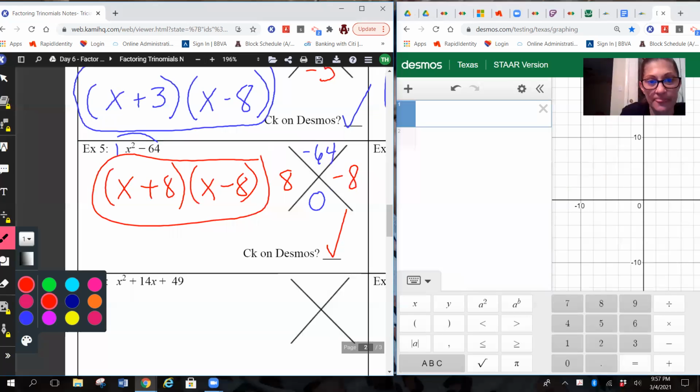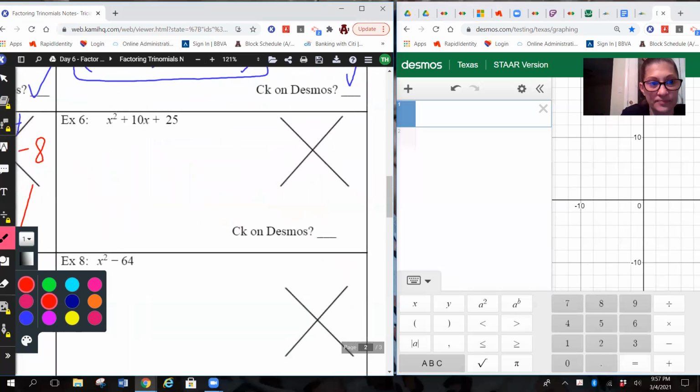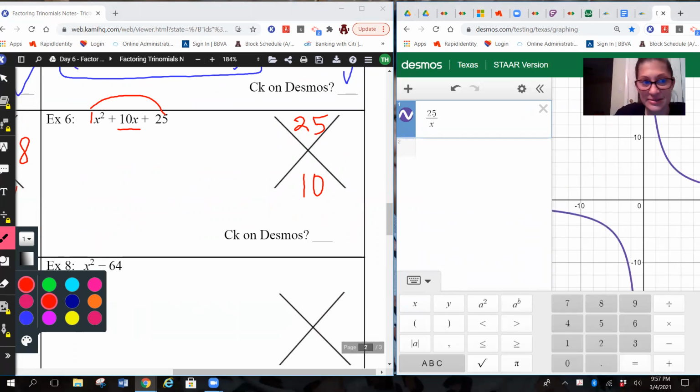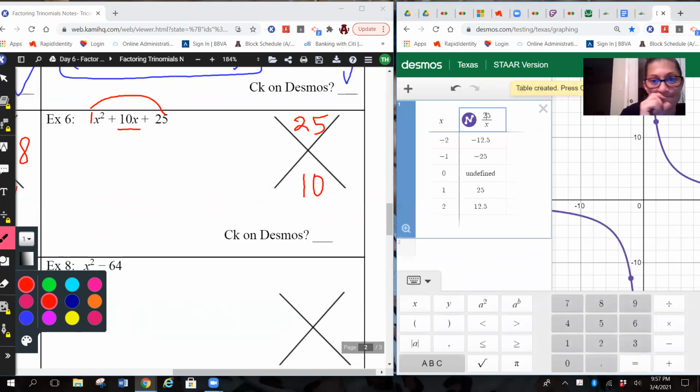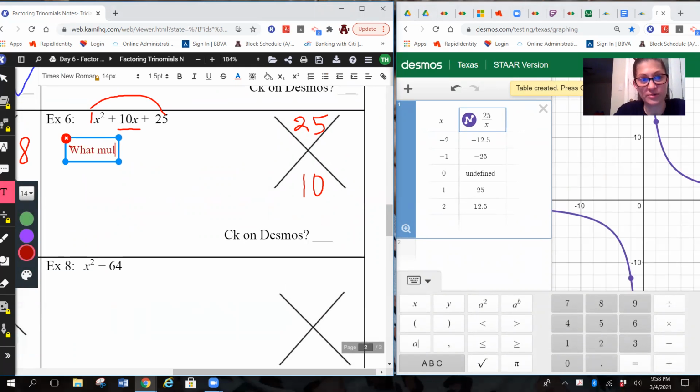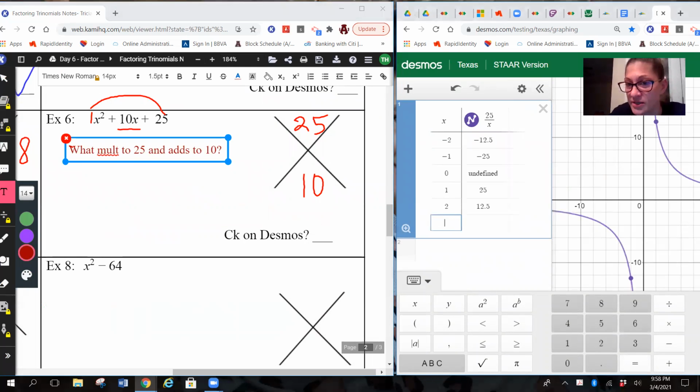All right, let's look at this one. Starting with our first step, 1 times 25 is 25. Our B value is 10. What multiplies to 25 and adds to 10? That's our question. So I need positives.